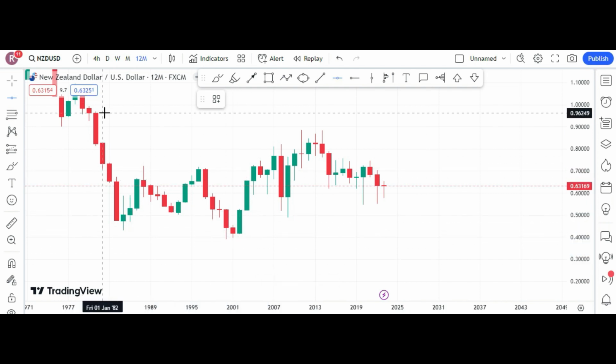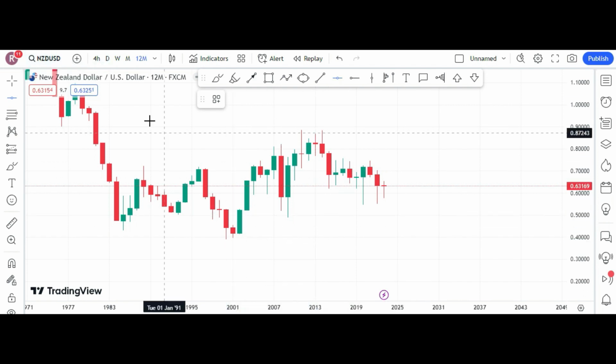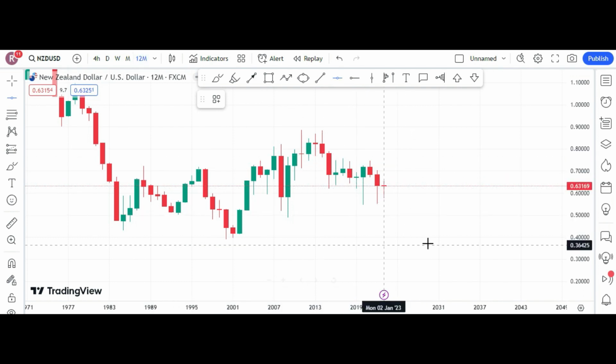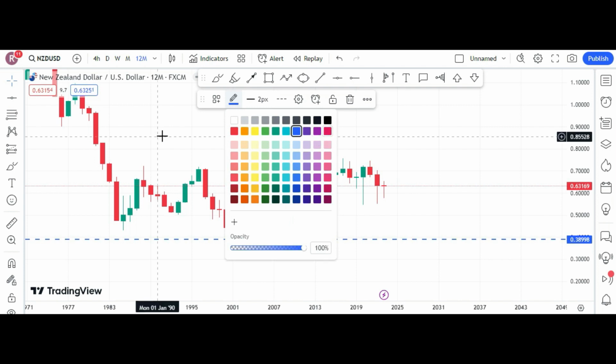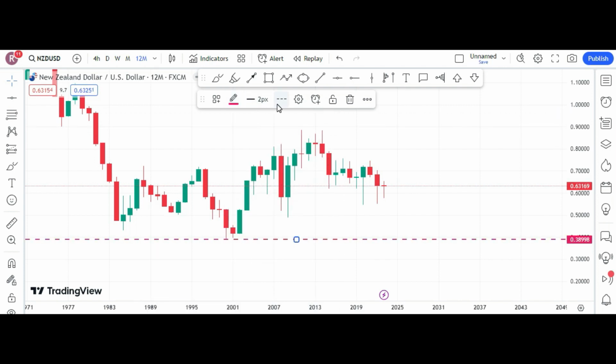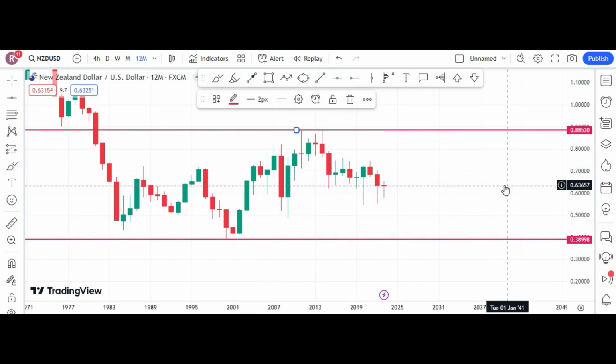Let's get on with this pair, New Zealand dollar and USD. First of all, this is a yearly chart in the 12 months time frame, so each candlestick represents a single year. And we can see that the range is from here, if we mark it, to the top here. So this is the whole range of New Zealand dollar and US dollar.